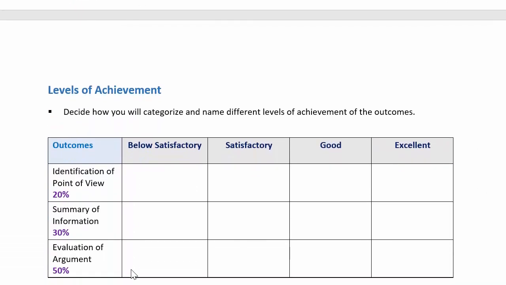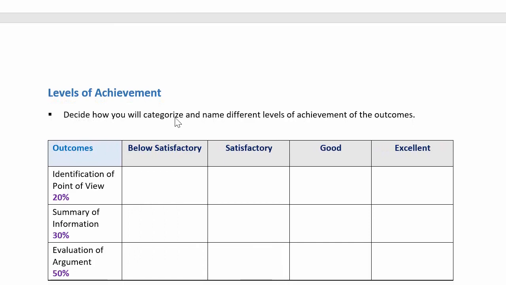And then you need to specify the levels of achievement. You need to decide how you will categorize and name different levels of achievement of the outcomes. I like to use verbal labels that correspond closely to the grading system we use at WCC. So excellent corresponds to A grades, good to B grades, satisfactory to C, and D and F to below satisfactory. So those are verbal labels that I like to use, but there are other possibilities. You could have exceeds expectations, meets expectations, does not meet expectations. So ultimately you decide what you think works best for you.